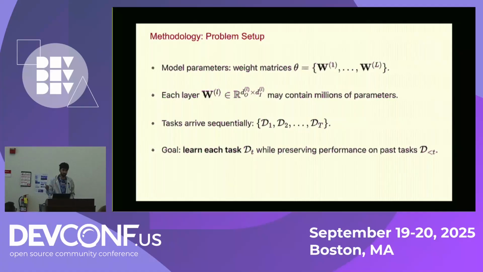And tasks arrive sequentially. So you have capital T number of tasks, and the goal is to learn each task small t while preserving the performance on all the tasks that came before, because maybe you don't have access to the tasks that came before, or it might be too expensive to learn all the tasks from scratch. So this is the problem setup.